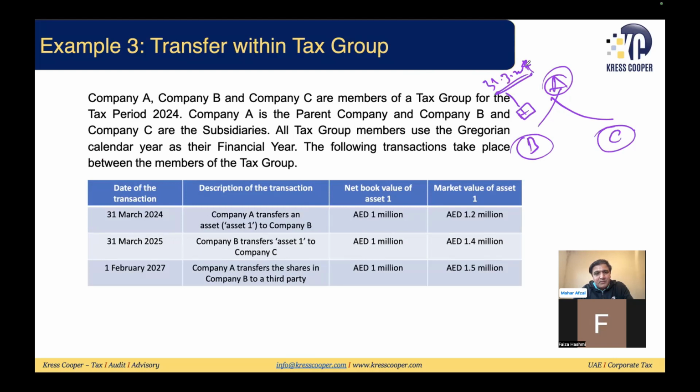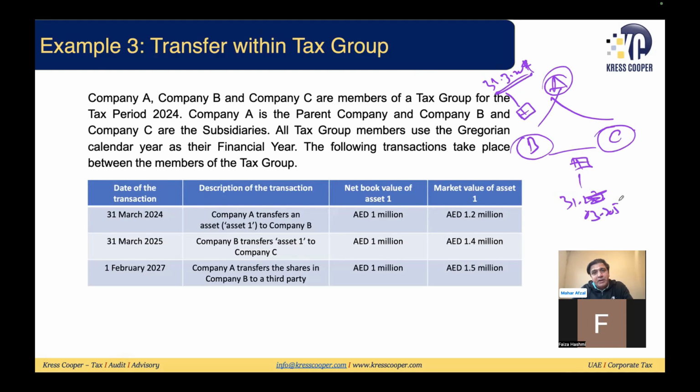Then company B transfers the asset to C. Now B is transferring the same asset to C, and this asset is being transferred on 31st March 2025. So the asset has been transferred from A to B on 31st March 2024. Exactly after 1 year, B has transferred the asset to C.